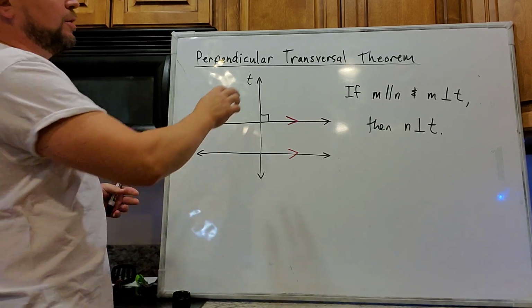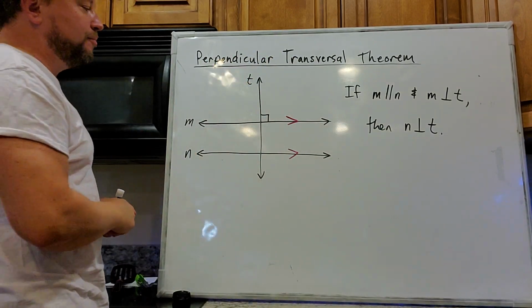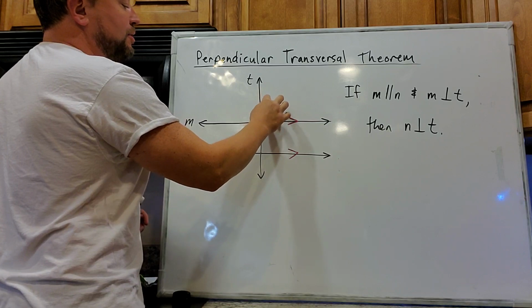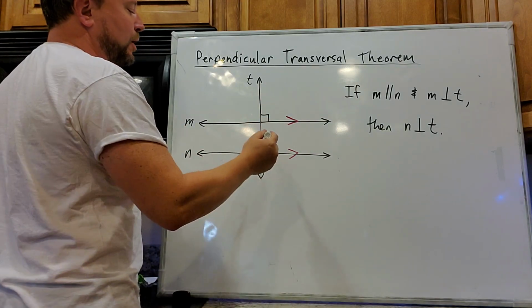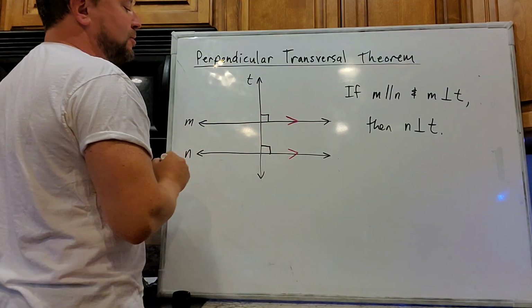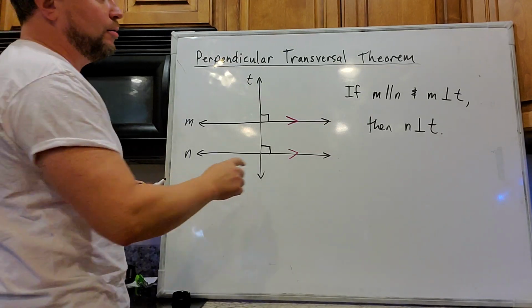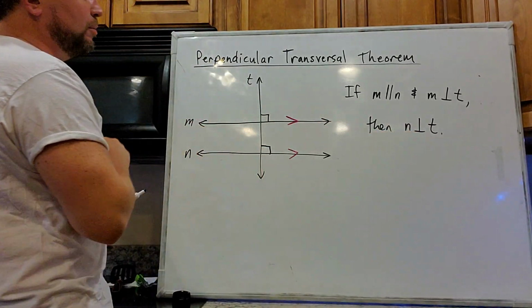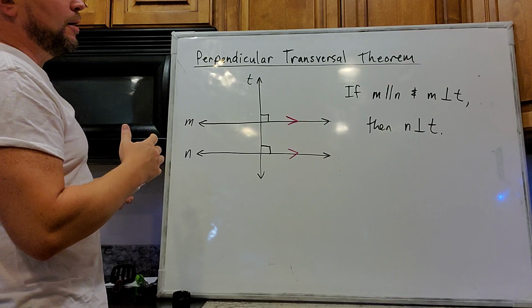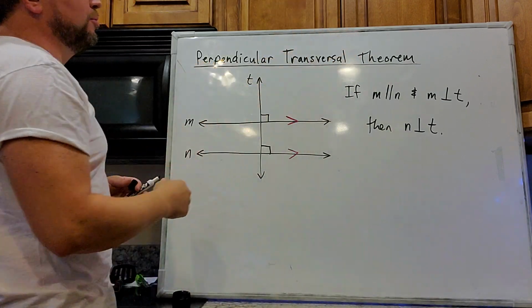Well, then, according to our perpendicular transversal theorem, we could take that right angle and essentially transfer it down here as well. We could say that that has to be perpendicular as well. So N and T have to be perpendicular. It is a theorem. It is something we can prove.